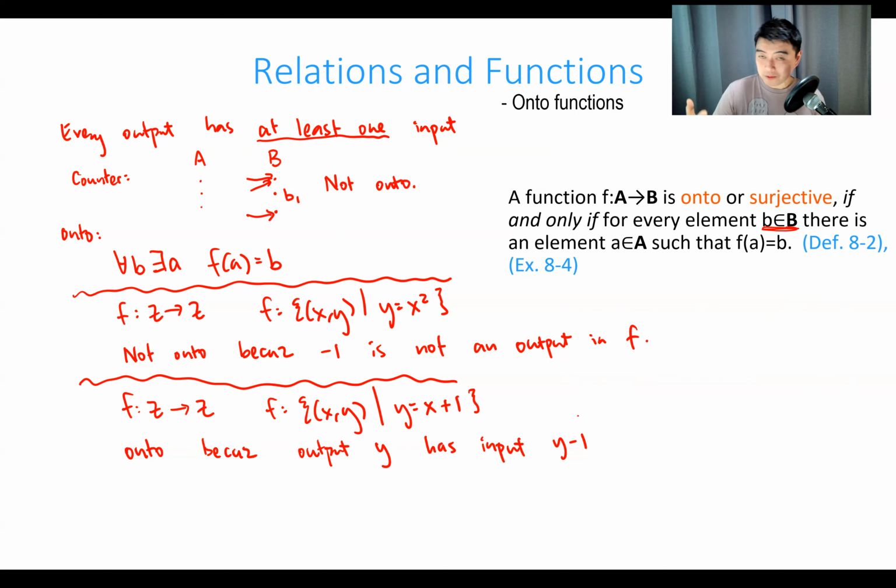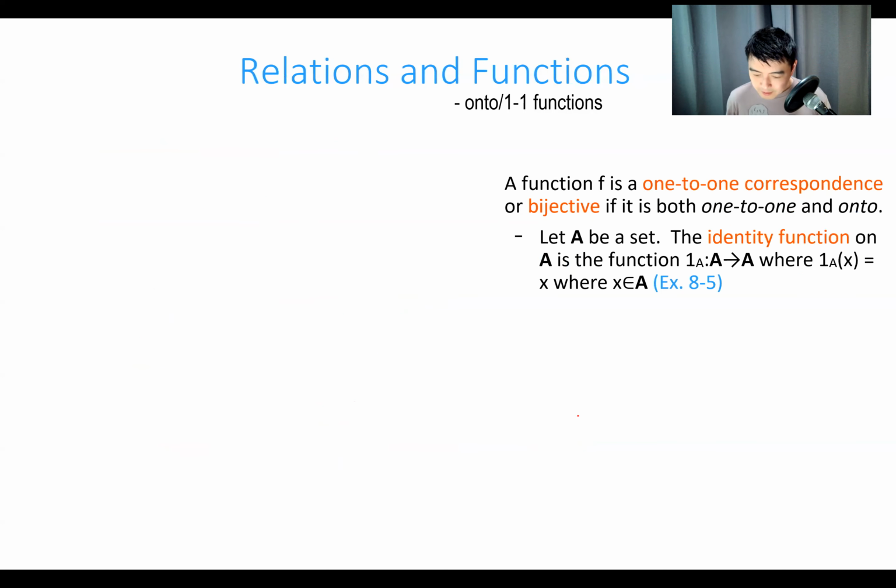And can they be both? Well, yes, because we saw another example of this, y is equal to x plus 1, which is onto, and also earlier we saw is one to one. So whenever you see a function that has both properties, one to one as well as onto, it is called a bijection. It is called a bijective function. It's also called a one-to-one correspondence. So you'll see it in some textbooks. It's called one-to-one correspondence. It's a function that is both one-to-one and onto.